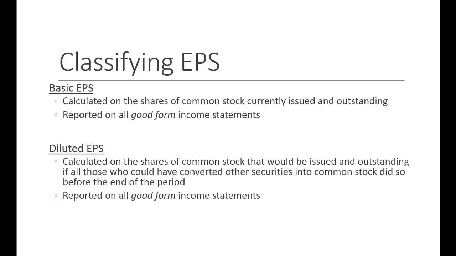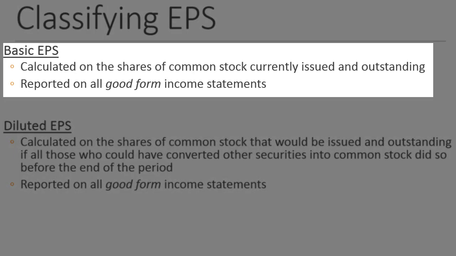First off, we need to talk about how we classify earnings per share. We've already talked about this just a little bit, but I want to hit it again because the difference between basic earnings per share and diluted earnings per share is one of our key concepts. So make sure you're comfortable with these differences. Basic earnings per share is calculated on the common shares currently issued and outstanding. How many real voting shares are out there? And we use a weighted average number of these shares, and we report this value on all good form income statements. And that's basic earnings per share. That's what we've been using. We're just focusing on the shares that really exist.